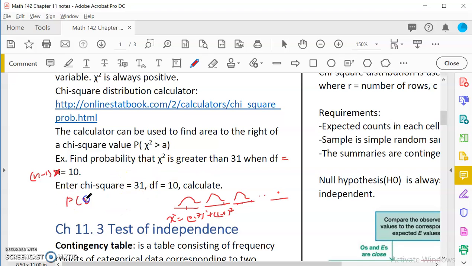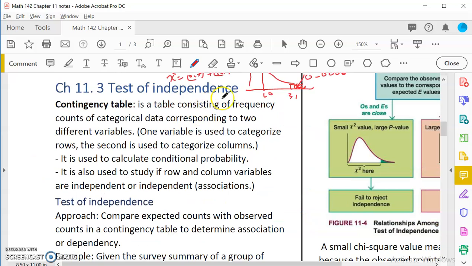So you would say chi square is greater than 31, and that is 0.0006. Okay, and then all of this number would show up as chi square, and your chi-square distribution is like this. This is 10, and then we want it to be over 31. 31 is here, and this area is 0.0006. So that's the meaning of a chi-square distribution. So what is it used for?